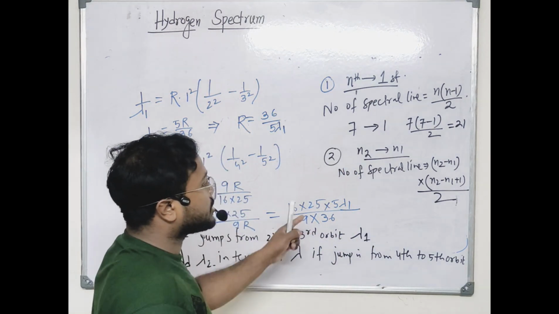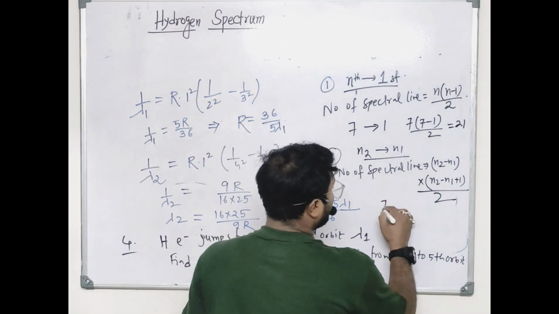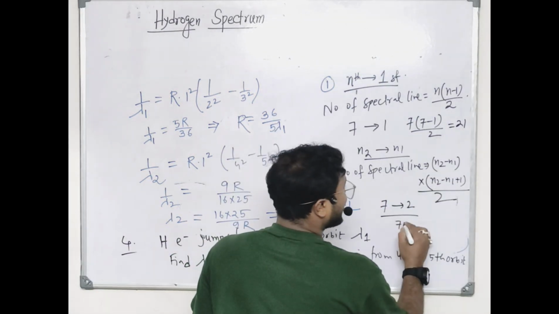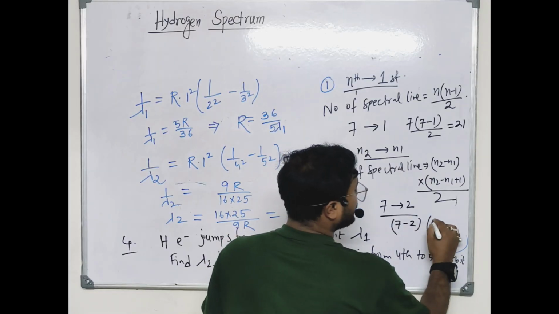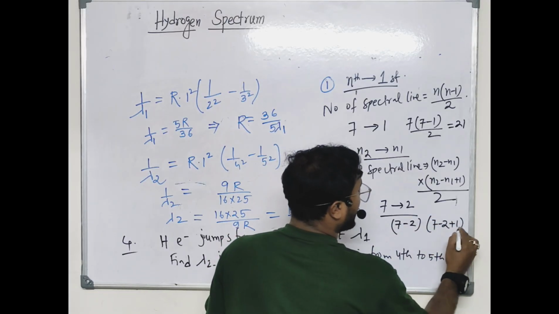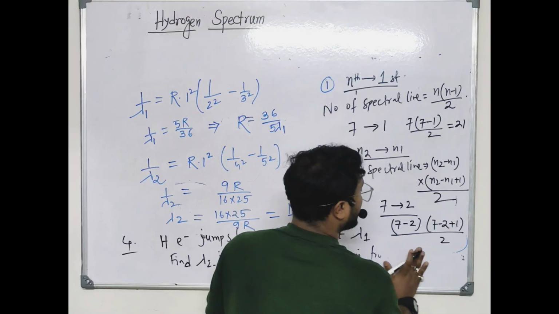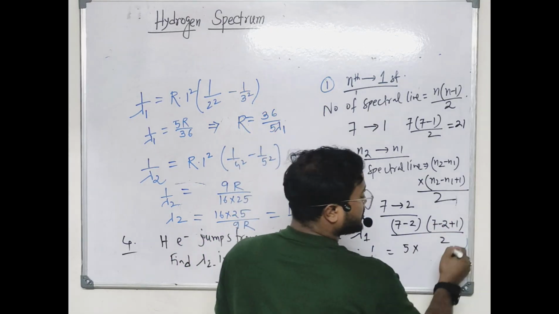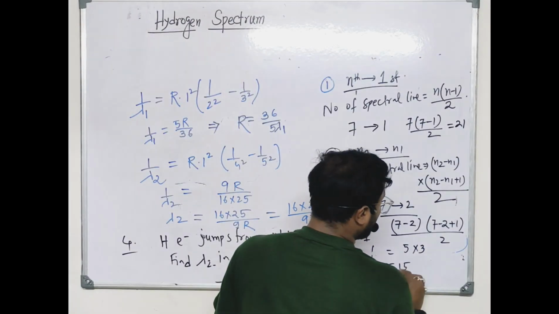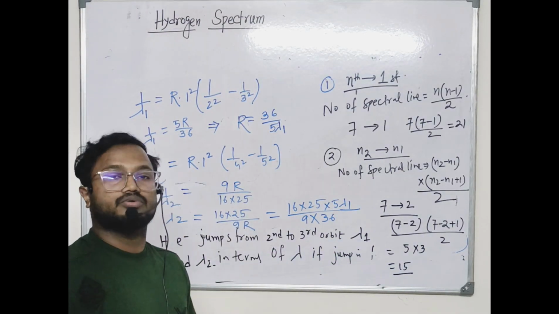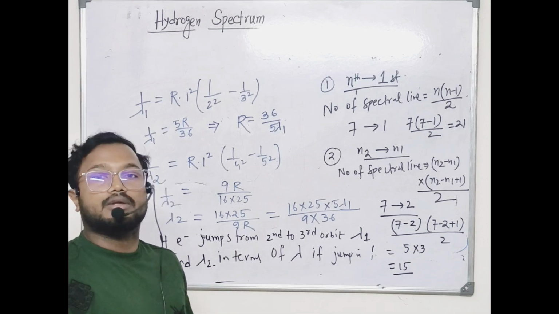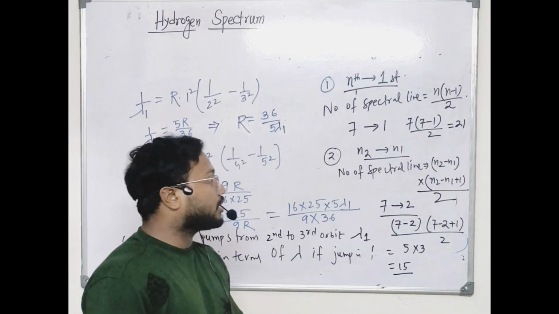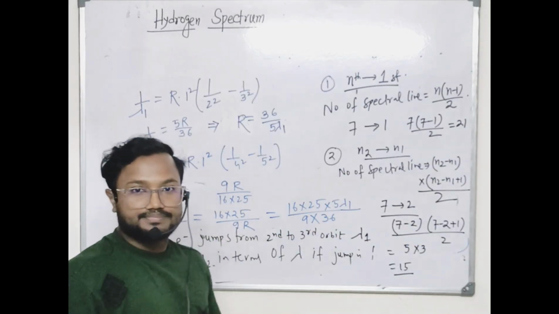So in this case, n2 minus n1, it is jumping from 7th to 2nd, let us consider. So 7 minus 2 into 7 minus 2 plus 1 divided by 2. How can I calculate? 7 minus 2, that is 5, into 7 minus 2, 5 plus 1, 6 by 2 is 3, 5 into 3, total 15 spectral lines I can find out over here. This is the way you can calculate if the electron is jumping from nth orbit to first orbit, and in this case if you are calculating from n2 to n1.